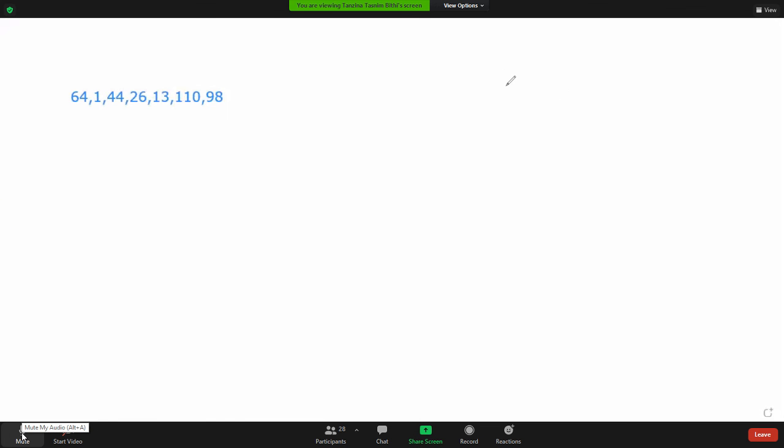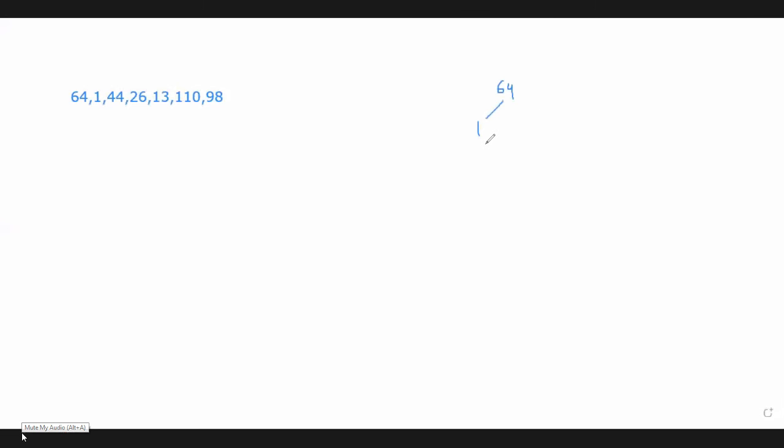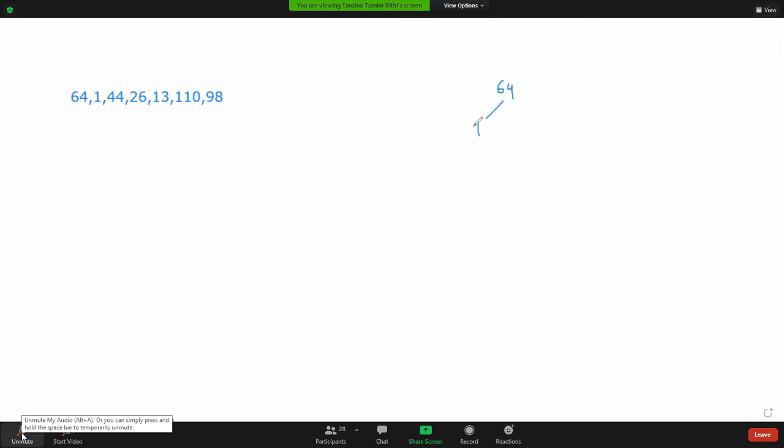So how to make a binary search tree? This is a binary search tree. 64 is the root node, then 1 will be the left child, and 44, where will we insert it? Left side. So at first compare with 64. 44 is less than 64, so we'll add it in the left subtree. Then compare it with 1. 44 is greater than 1, so 44 will be added in the right subtree of 1.